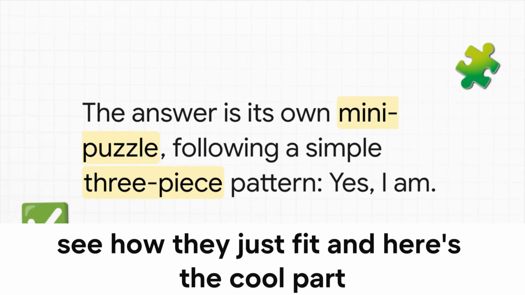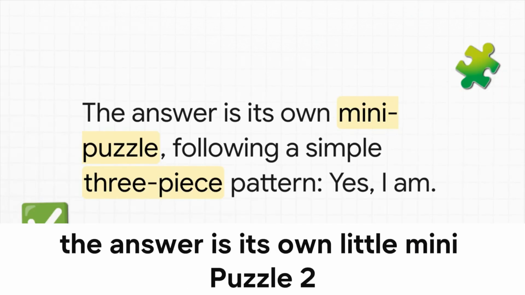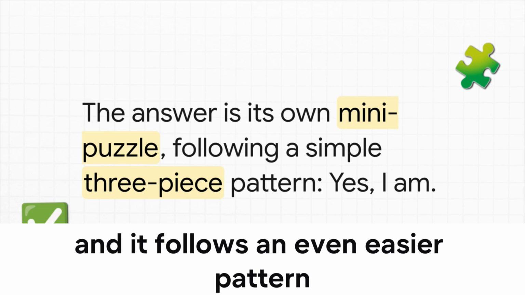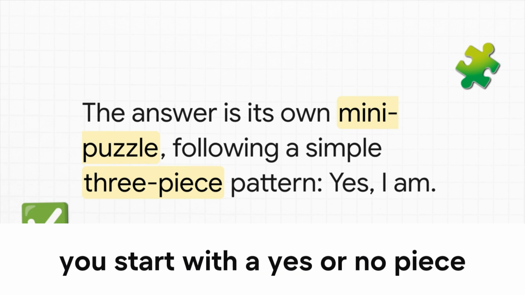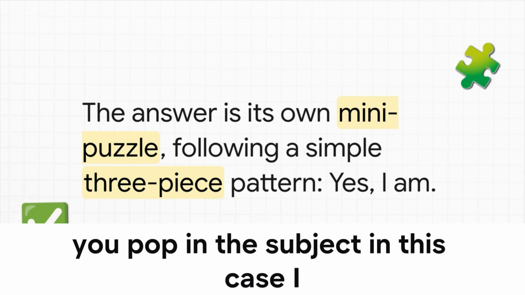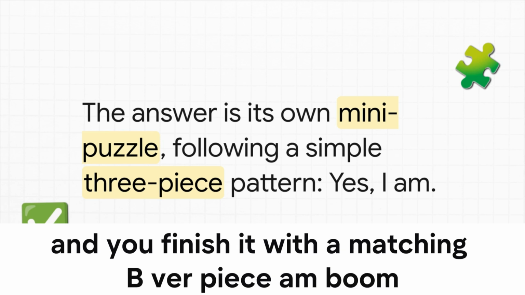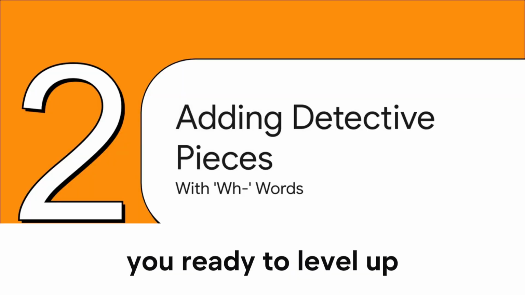And here's the cool part. The answer is its own little mini puzzle too. And it follows an even easier pattern. You start with a yes or no piece, you pop in the subject, in this case I, and you finish it with a matching be verb piece, am. Boom, puzzle solved. Okay, you ready to level up?